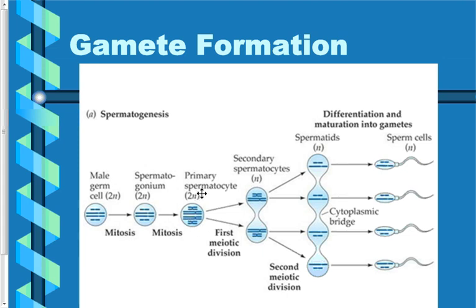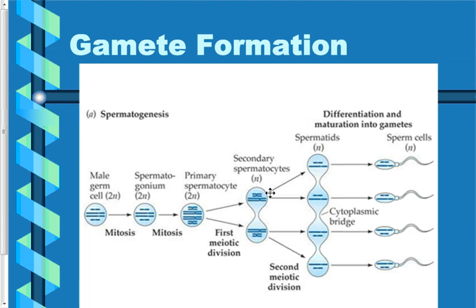Again, still diploid. Now, primary spermatocyte, the name itself, primary means the first, and cyte is a cell. So this is the first step truly along the way to being a sperm cell. And it's going to go through 2 meiotic divisions. In the first meiotic division, it's going to form 2 cells, each of which is haploid. And those cells are called secondary spermatocytes.